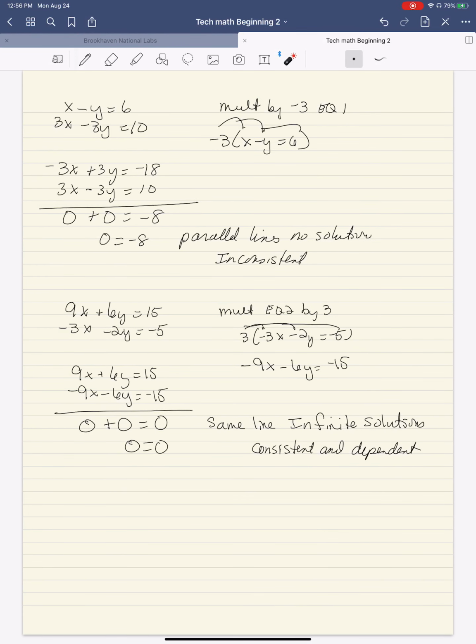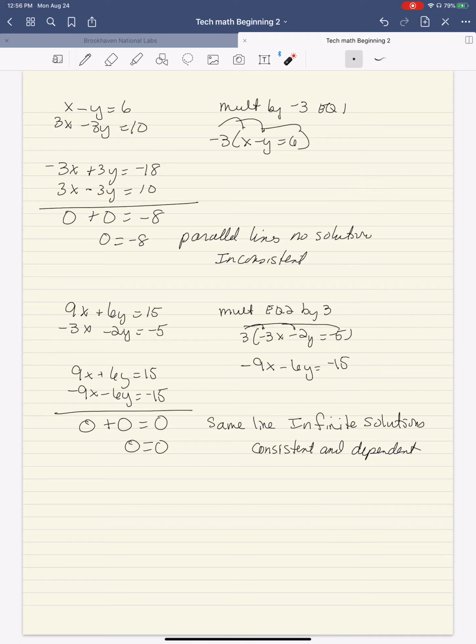Let's look at the ones that don't work. x minus y equals 6. 3x minus 3y equals 10. I want my x's to drop out. So this top number here has to be a negative 3. So I'm going to multiply the first equation by negative 3. So negative 3 times x is negative 3x. Negative 3 times y is plus 3y. Negative 3 times 6 is negative 18.